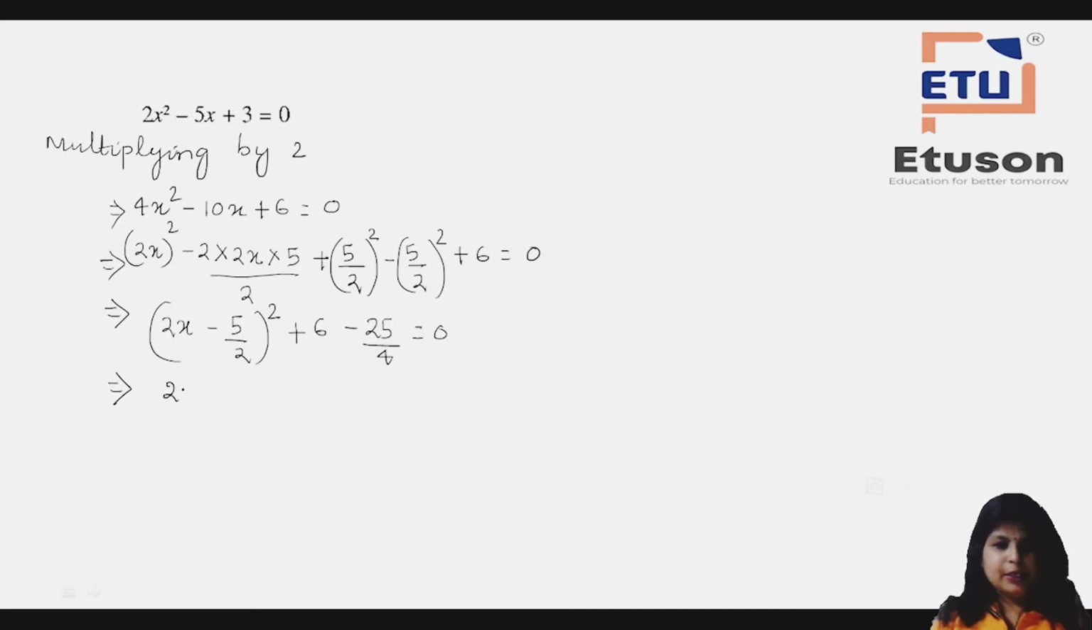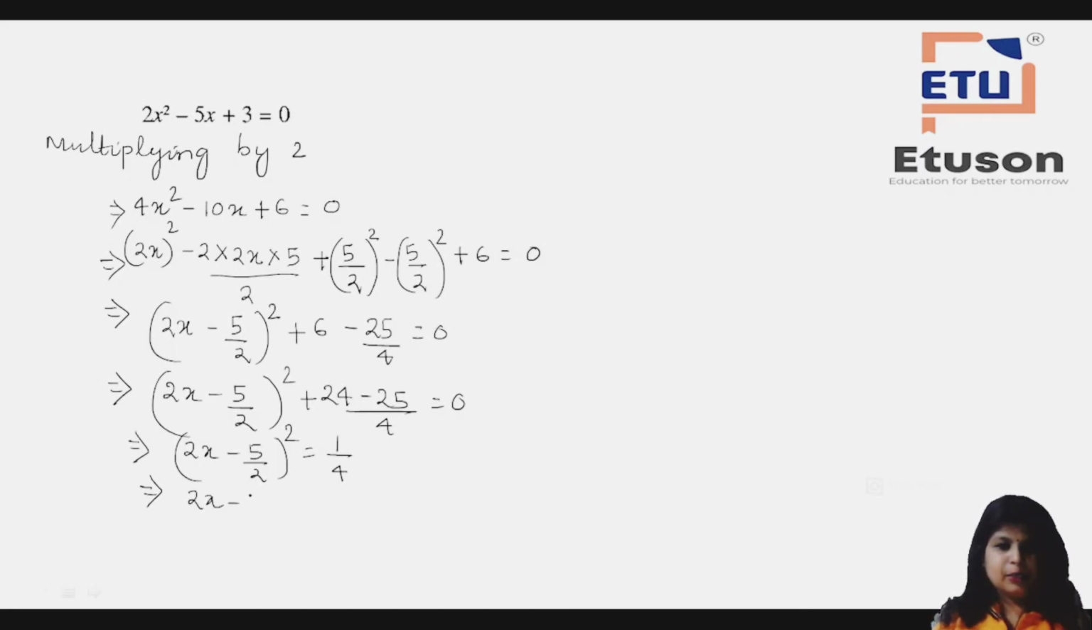Okay, so you'll get 2x minus 5 by 2 whole square. So let us solve it. That is 24 minus 25 divided by 4. So it becomes minus 1 by 4. If you take it to the other side, that becomes plus 1 by 4. So if you take the square root of it, you will get 2x minus 5 by 2 is equal to plus or minus 1 by 2.